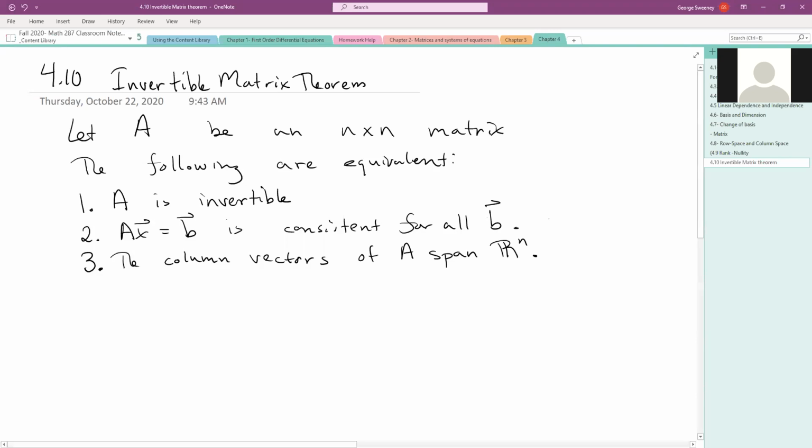When they're not, these two statements are still kind of similar, but we're not going to necessarily get Rn. It might in fact be Rm. So the column vectors of A span Rn, and those three things are going to be equivalent.